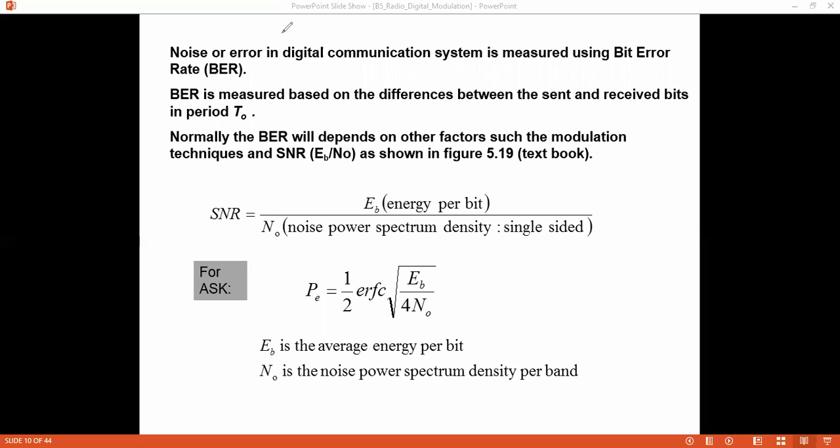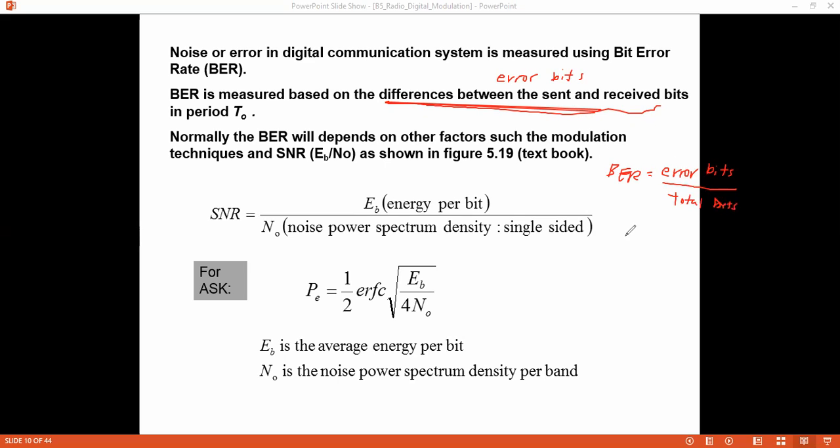Let's see here. It says the differences between the sent and received bits. The differences between the sent and received bits are our error bits. So bit error rate is the erroneous bits divided by the total bits.